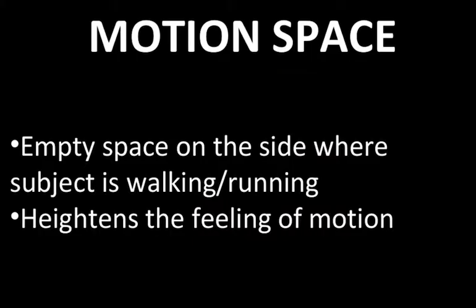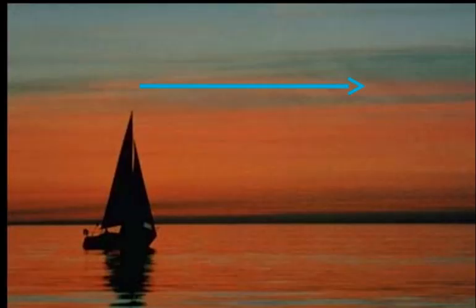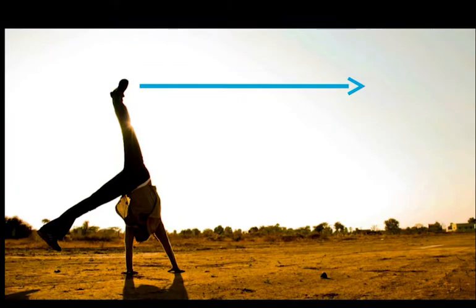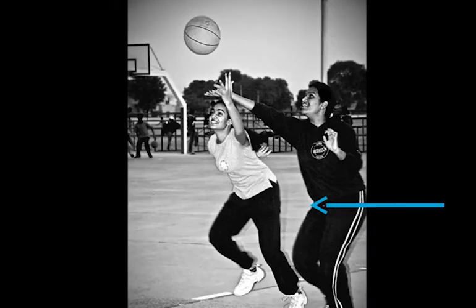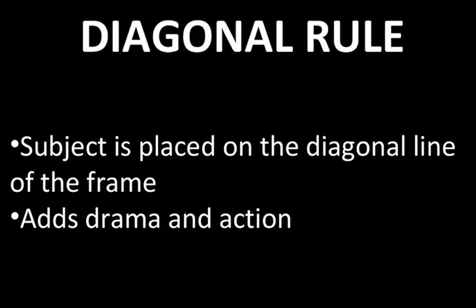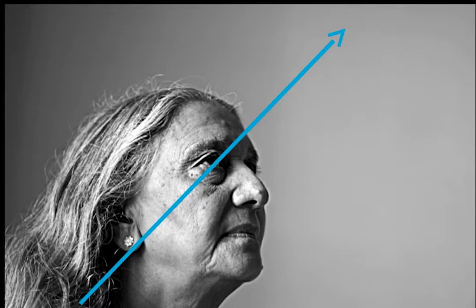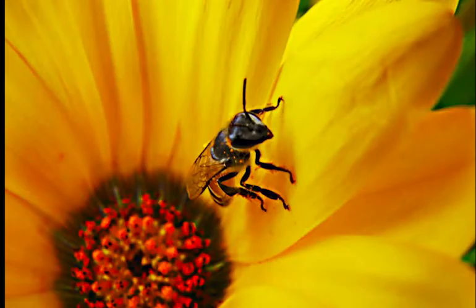Motion space. When you have something in motion, the empty space needs to be on the side where the subject is walking or running or moving toward, because it heightens the feeling of motion. This is the example. You can see that. Or this. Or this. Diagonal rule. Subject is placed on the diagonal line of the frame. Adds drama and action. Examples of this.